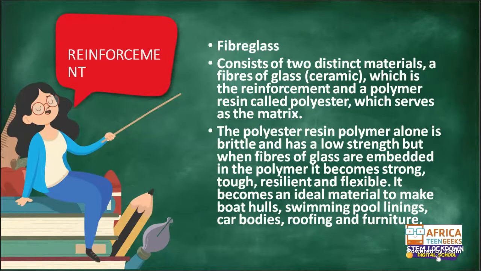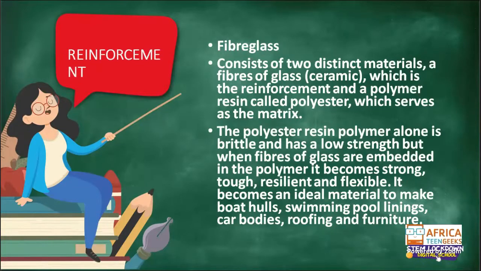So when you mix them together, then that material is going to be very strong. The polyester resin polymer alone is brittle and has a low strength. But when fibers of glass are embedded in the polymer, it becomes strong. Did you hear that? You remember we spoke about properties of materials yesterday, and we said one property of a material is that it's brittle. Now, when we talk about reinforcement in terms of fiberglass, they take the polyester, which is brittle, meaning it can easily break, and it has low strength alone.